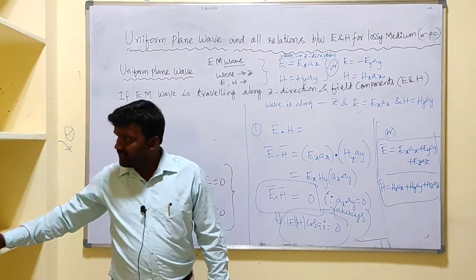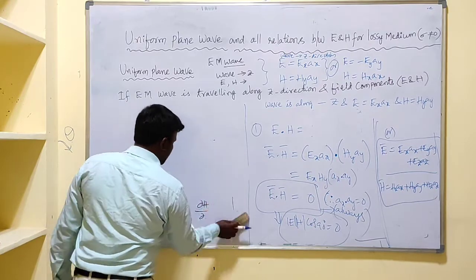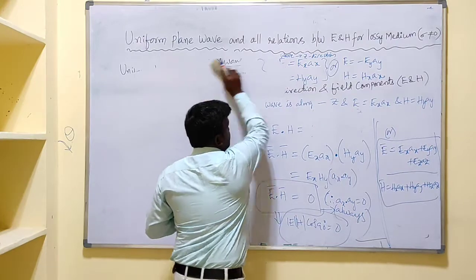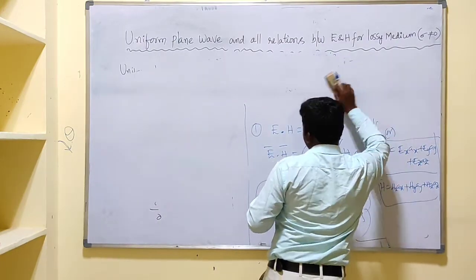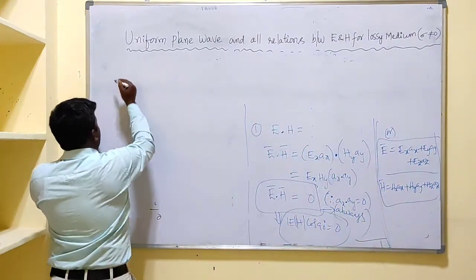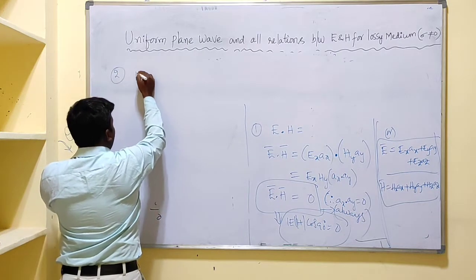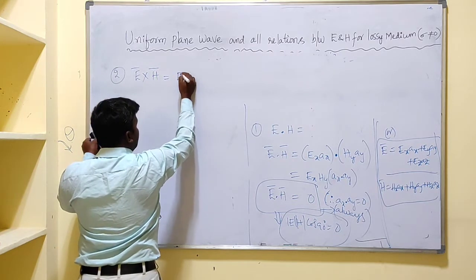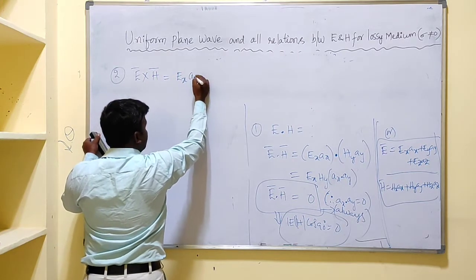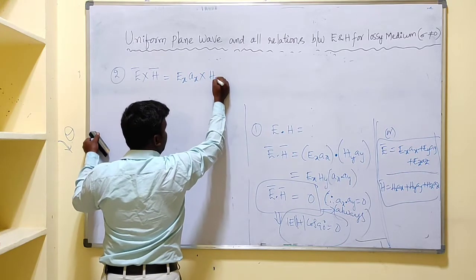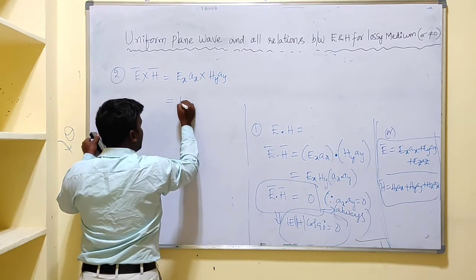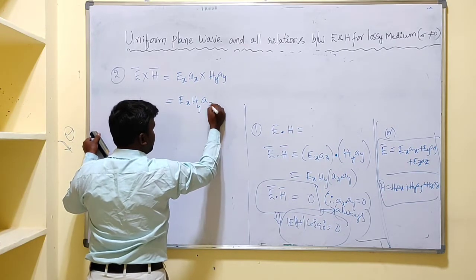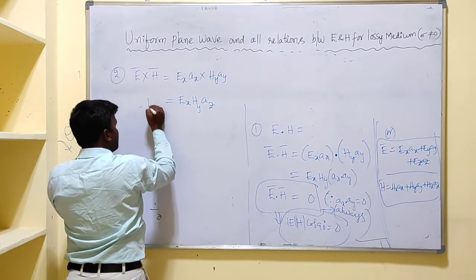Let us go for the second relation. The second relation is the cross product of these two vectors, that is E bar cross H bar. Let us take E along the x direction, Ex Ax, and H along the y direction, Hy Ay. Then we will get Ex into Hy, and Ax cross Ay gives Az. So this is called the Poynting vector.